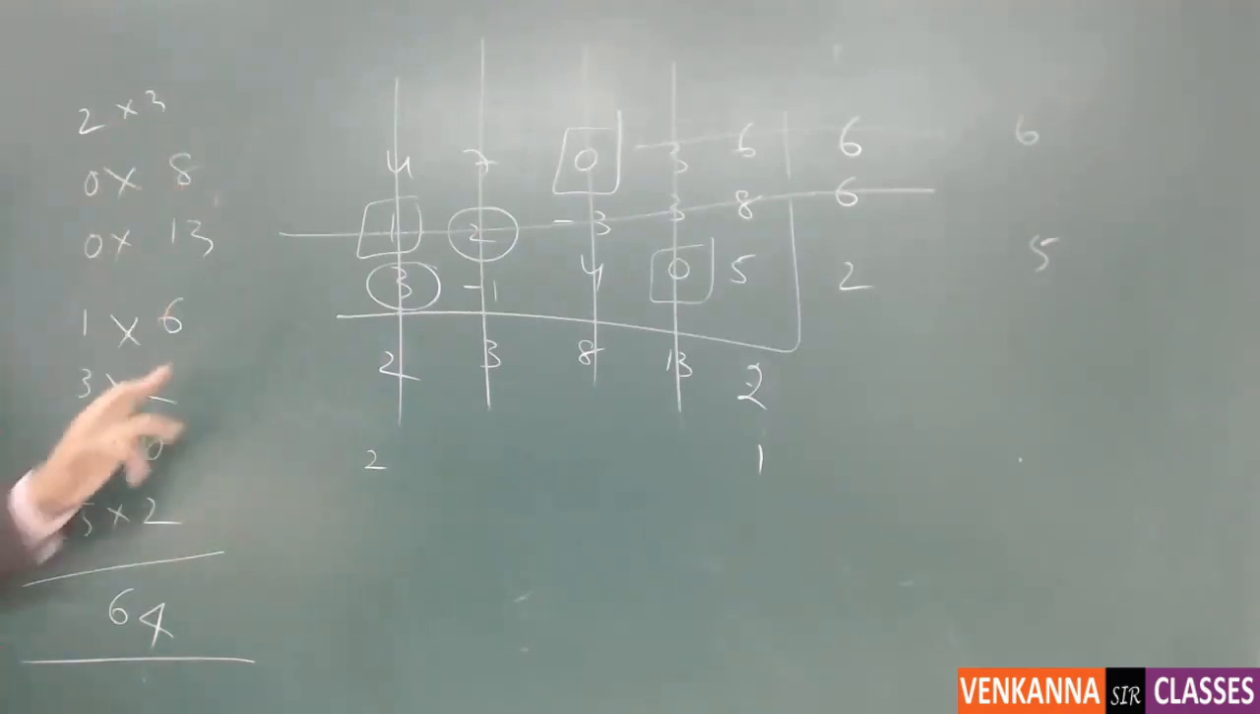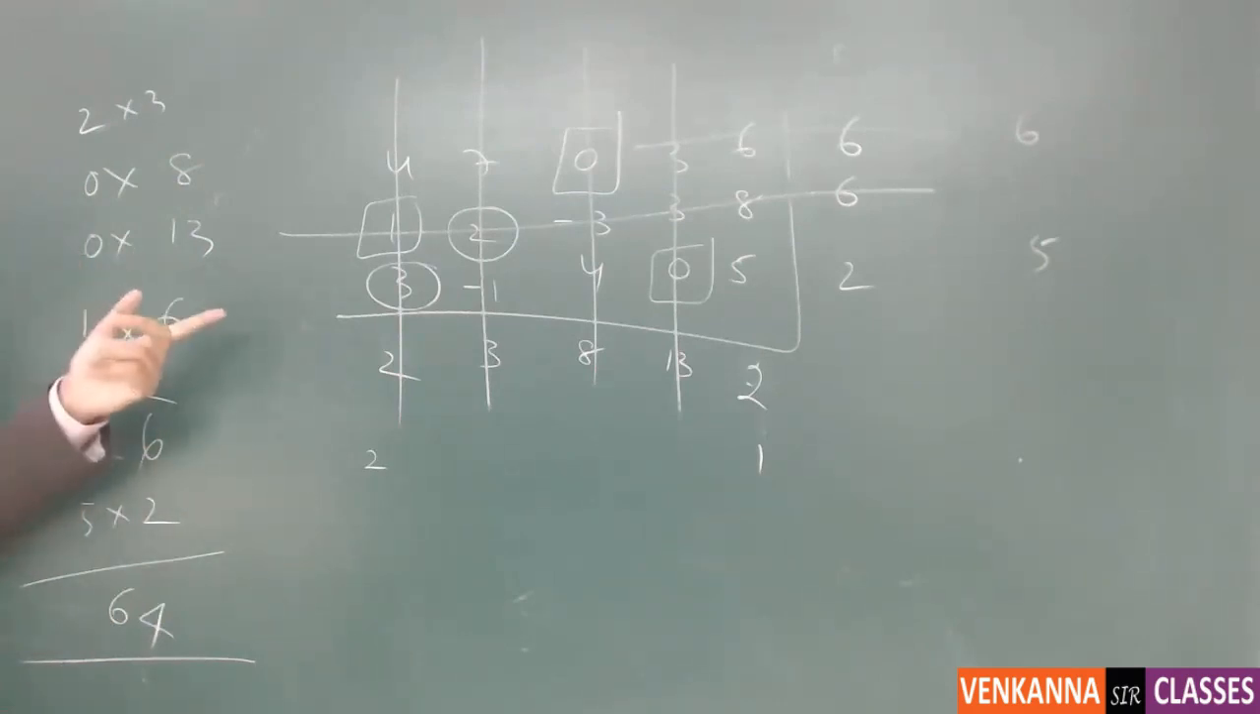64 is the basic feasible solution, because 1, 2, 3, 4, 5, 6, 7 allocations are there. You can check the values: 5 plus 3, 8. 7 allocations are correct.